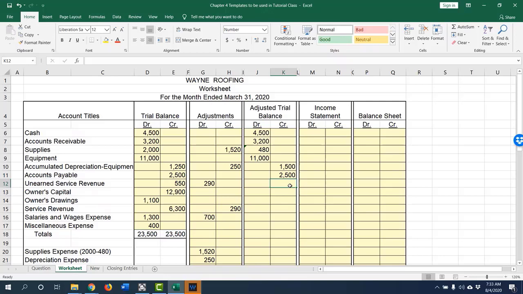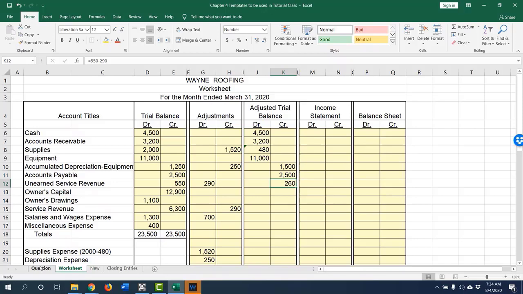But because this month we have made some adjusting entry related to that, and we have debited it. Okay, so debiting an account that has a credit balance will increase or decrease? Exactly, it will decrease the balance of that particular account. So previously the balance was 550. Now we have debited 290. So the 290 will be deducted, and the new balance in the adjusted trial balance will be 260 for unearned service revenue. The unearned service revenue at the end of the month is $260.